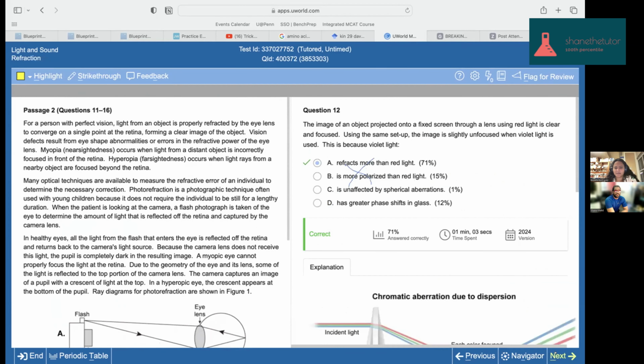Should we do the passage or should we do the questions? Let's see. This one is more reflection and refraction, and so is this one. Oh, okay. There's also that thing. Do you understand Snell's law and stuff?